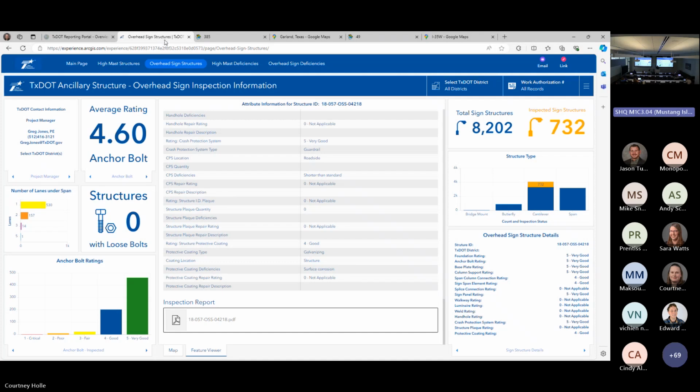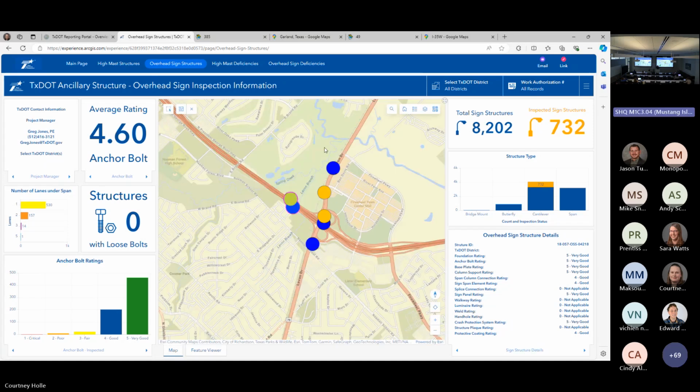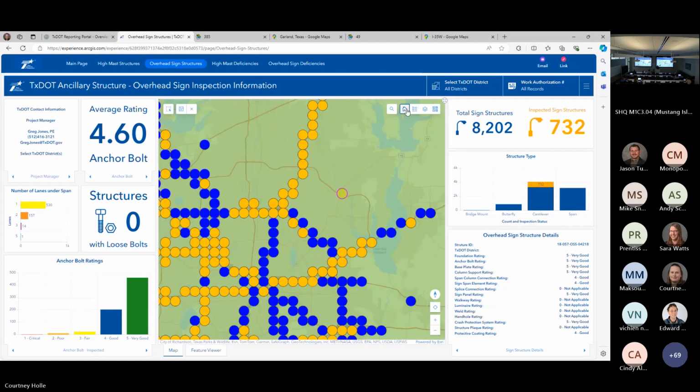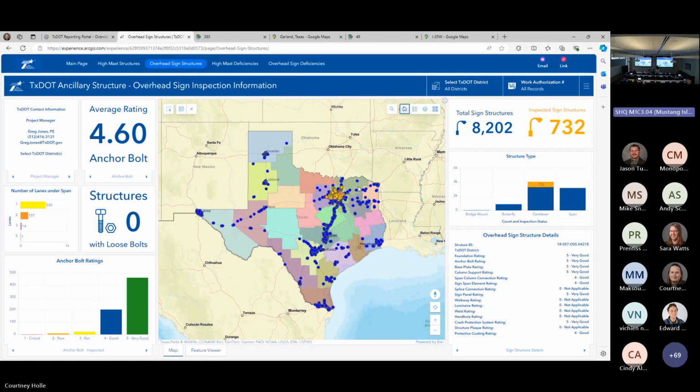So this is still being developed, but if anyone's interested in access to this while it's being constructed, we can get access for TxDOT. I'm not sure about people outside TxDOT, but if you're interested in having access to this data, let me know.